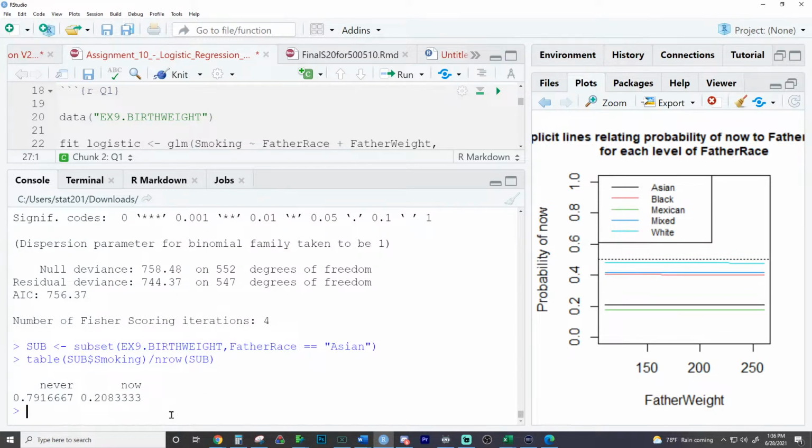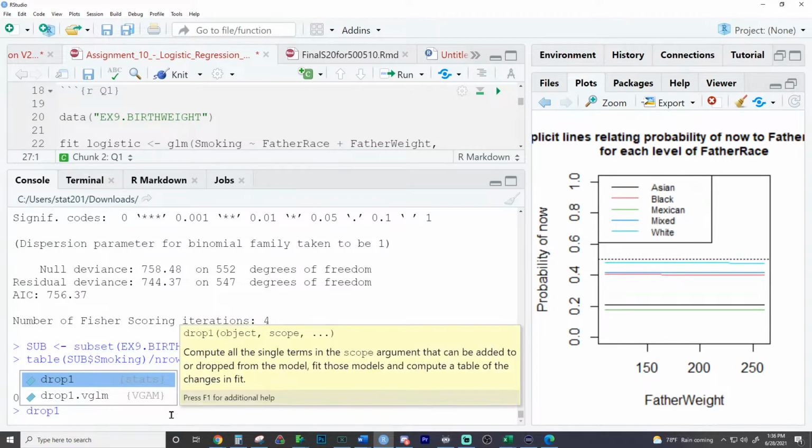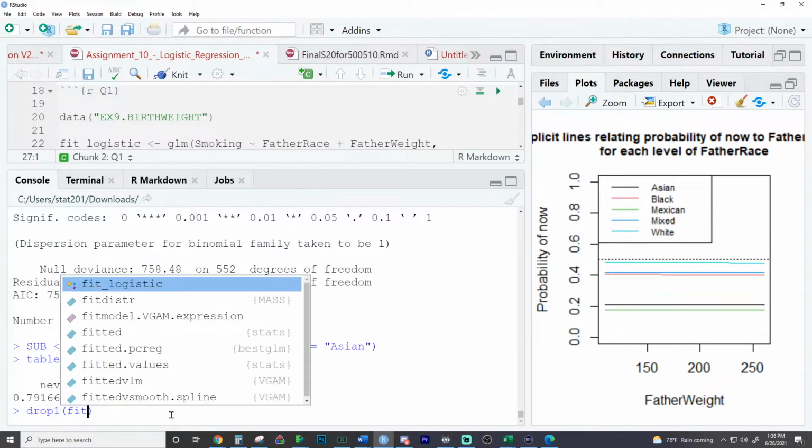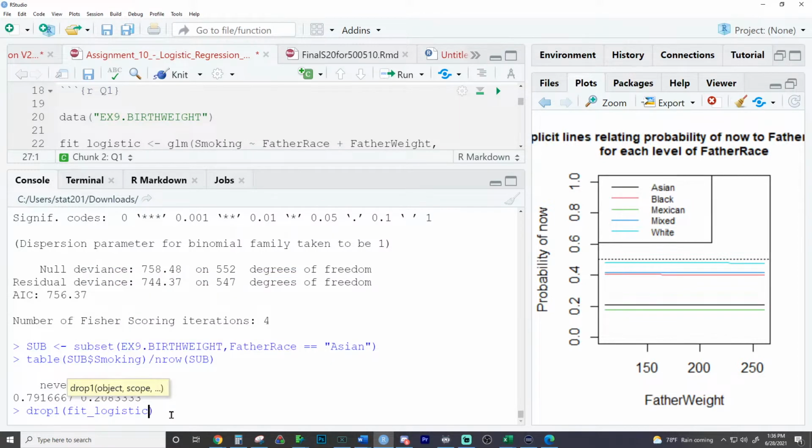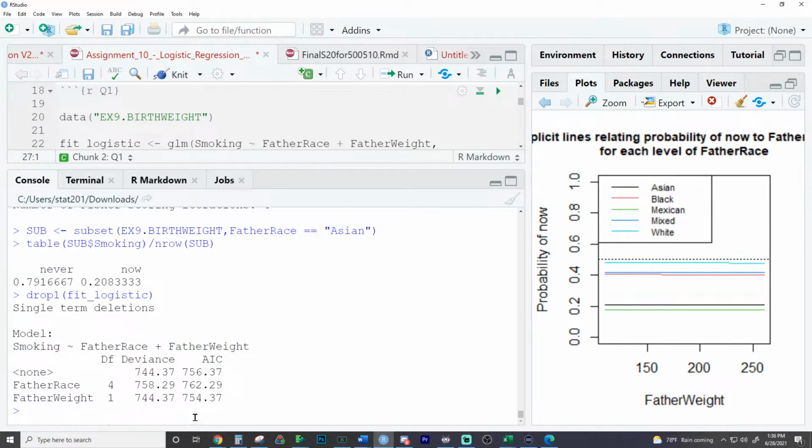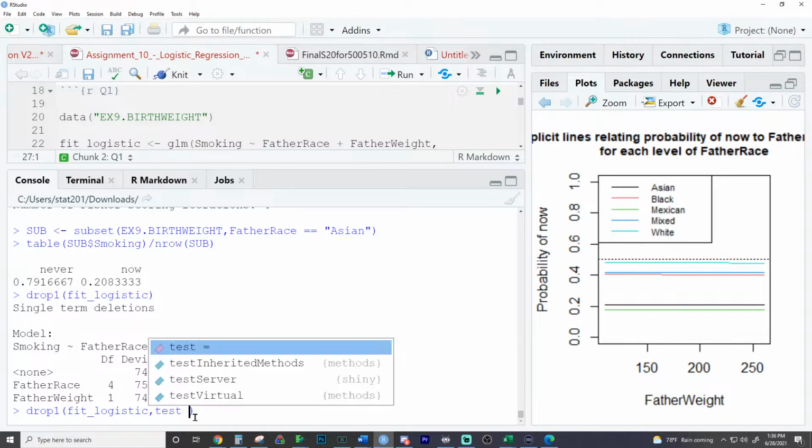If we look at the drop one on your model right here, can we go over forward making a prediction? Yeah, let's look at that next here. It's very similar. So, oh, I got to do the test equals chi-squared.